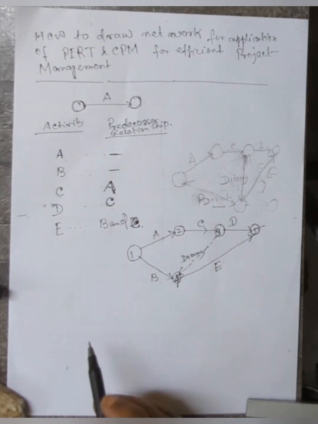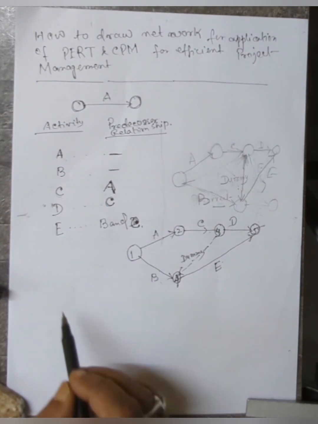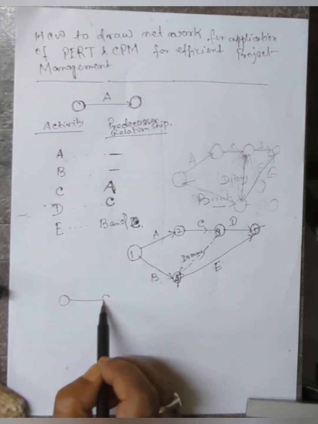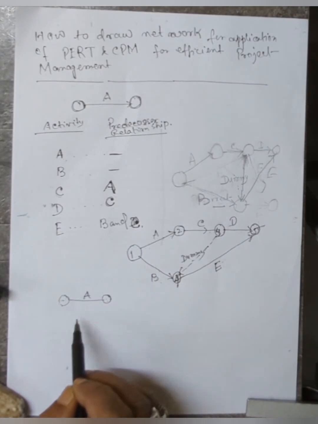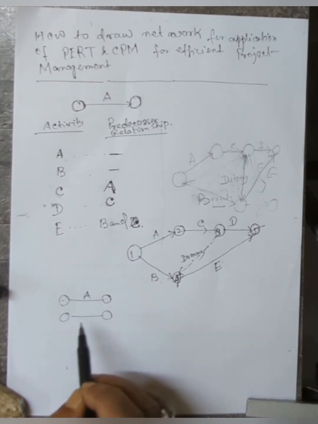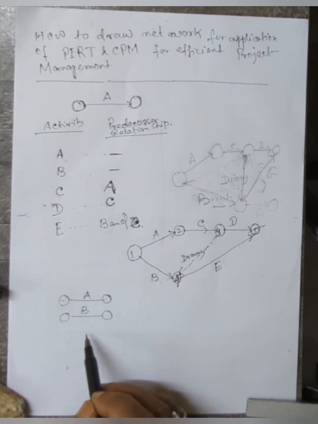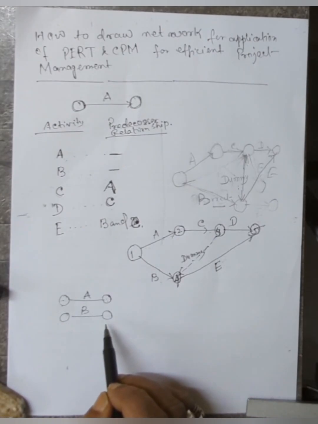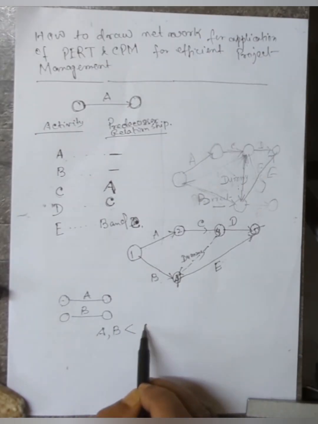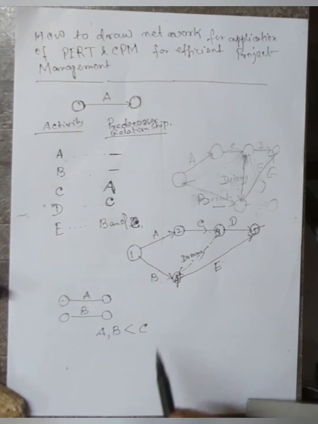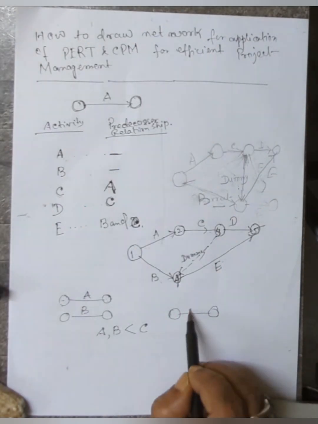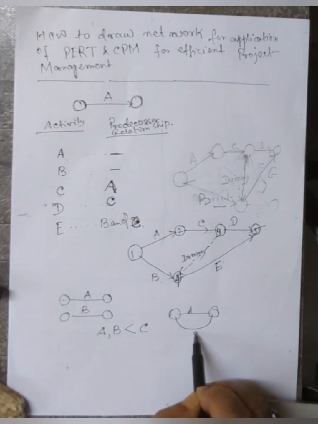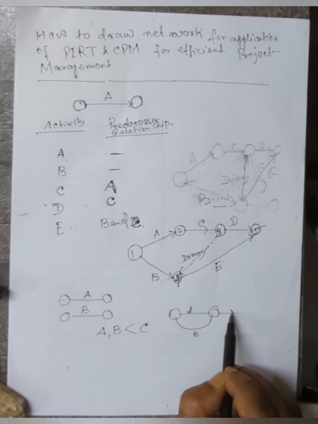Now I am coming to the concept of dummy activity. What is a dummy activity? Say this is an activity A, these are nodes, this is a tail node, this is a head node, and this is another activity B. Now if the condition is that C will be completed after A and B, say A and B must be completed to start C, then how will you do it? You have to draw it in this way. Say A and B, and then you can draw C.